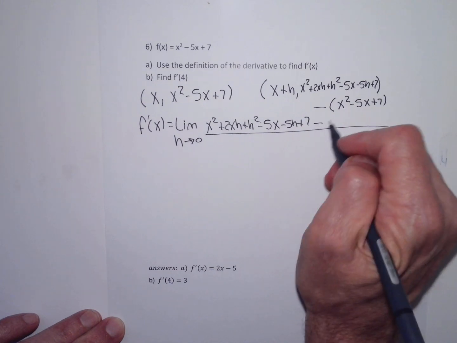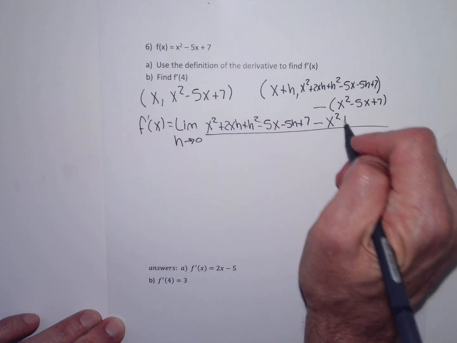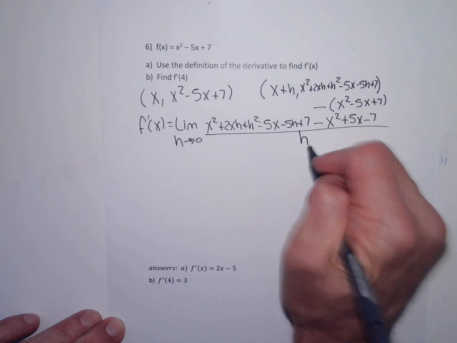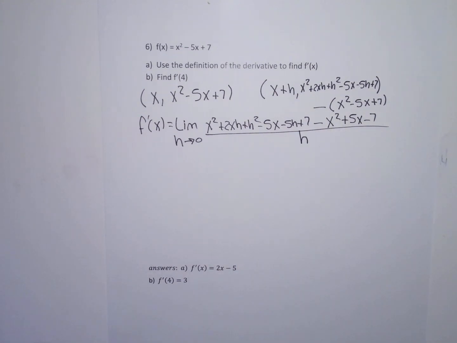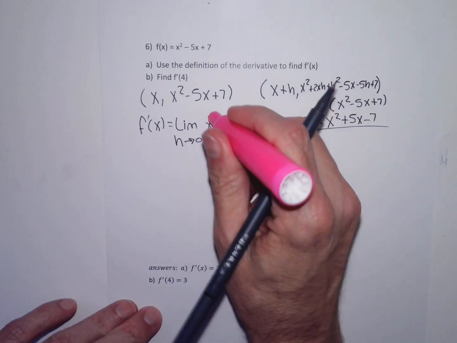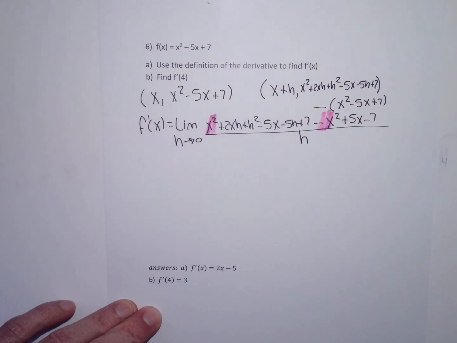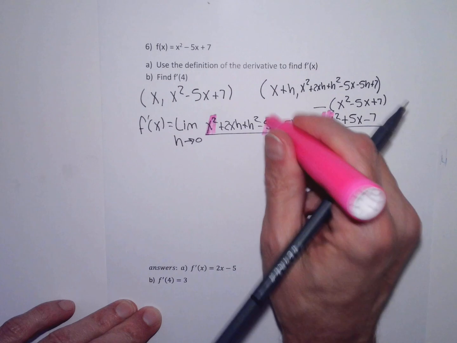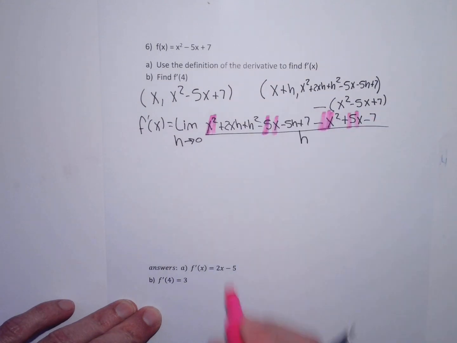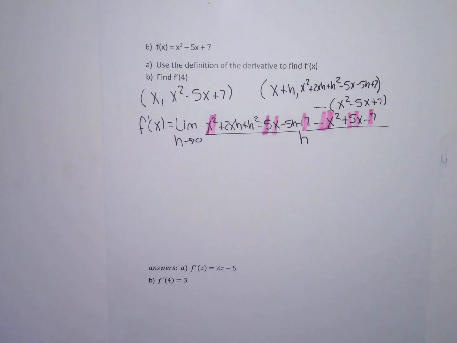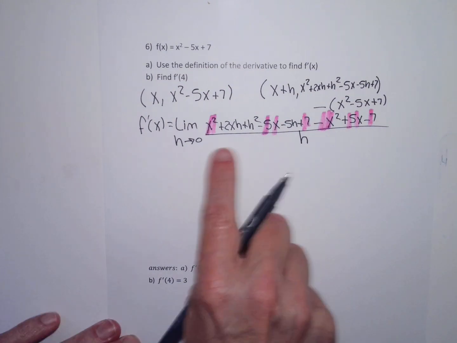Here I'm going to get a minus x squared plus 5x and minus 7. In the denominator, it's enough just to put h. In the numerator, every term that doesn't have an h should cancel. The x squareds cancel. The minus 5x and positive 5x cancel. The minus 7 and the plus 7 cancel. So in the numerator, I just have those 3 terms with an h.